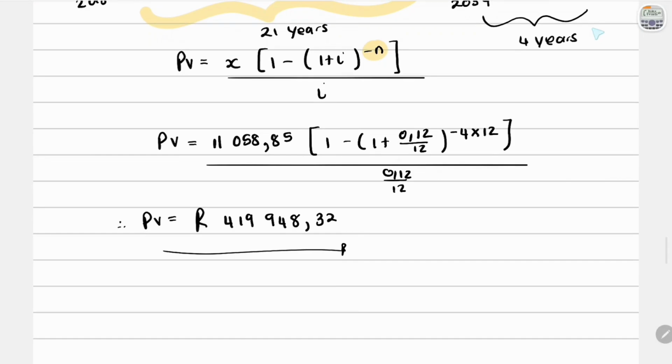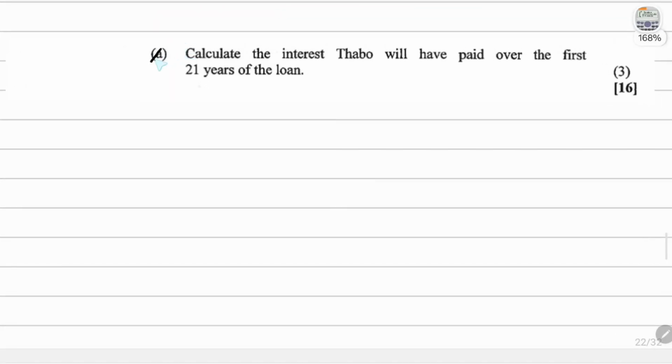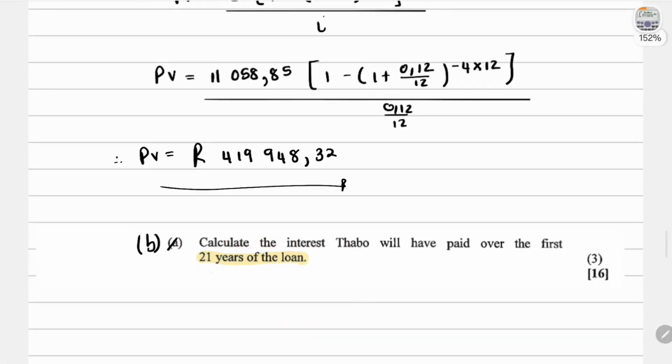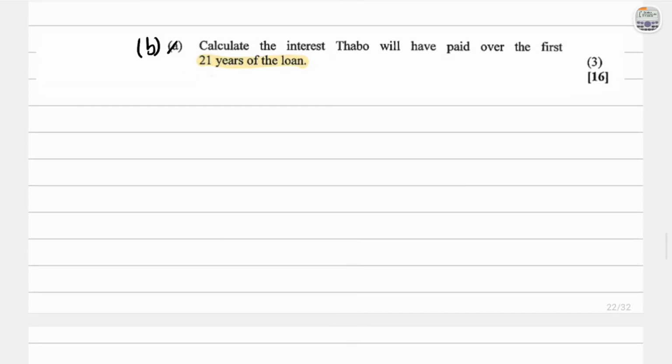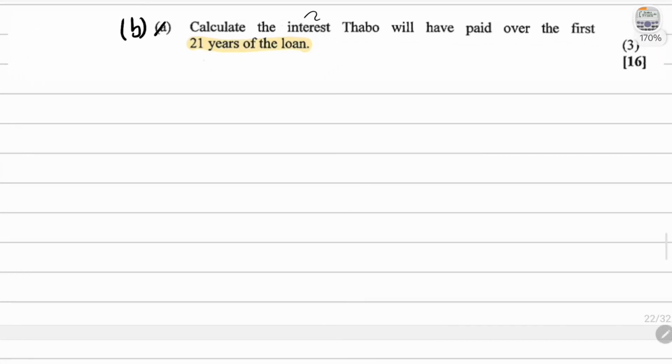Moving on to the next question. The next question, which should be B, says calculate the interest Tabo will have paid over the first 21 years of the loan. So we have to think about this. With the timeline, this would really help us a lot. The amounts that a person pays and the amounts they owe are not the same because of the interest that is added on the loans. To find the interest, you need to find out how much was paid. And then if you take away how much was actually owed, then we'd be able to find the interest.